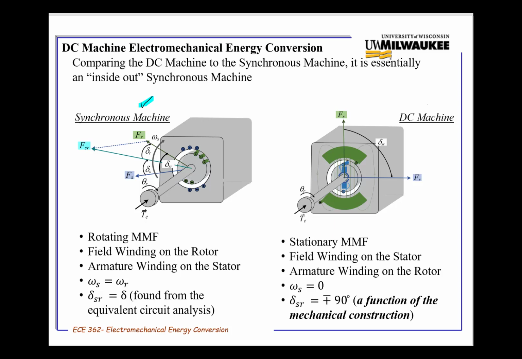And there's your DC machine right here. A DC machine is an inside-out synchronous machine. That's one point to make. What does that mean? Okay. Now, fundamentally every electric machine has two fundamental windings as far as what the windings are functionally doing.